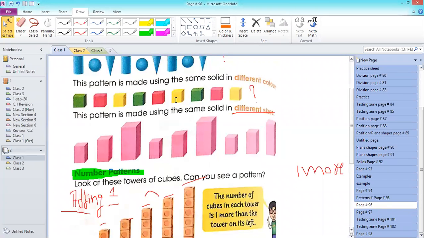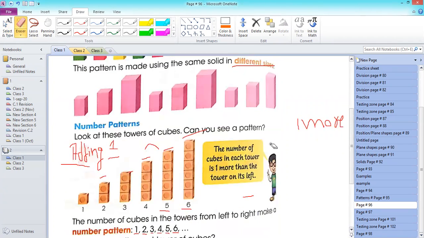So regarding the number patterns, guys, I'll just quickly revise what I explained. Look at these number cubes, guys. 1, 2, 3, 4, 5, 6. There are some towers and every tower has some number cubes, right? And if you notice, after every one tower, the other tower is having one more cube than the previous one. If you look at this tower, it is having one more cube.